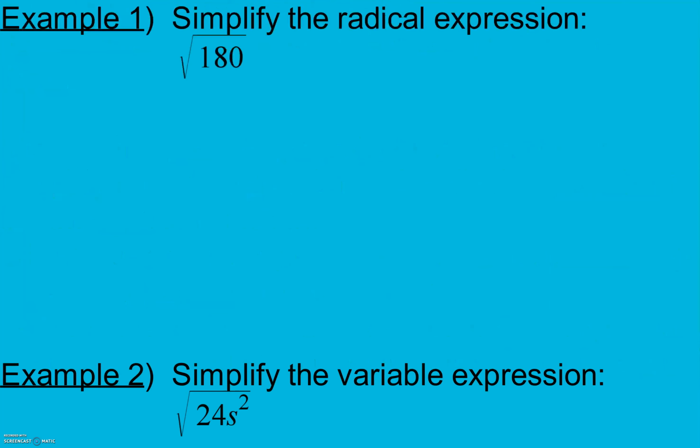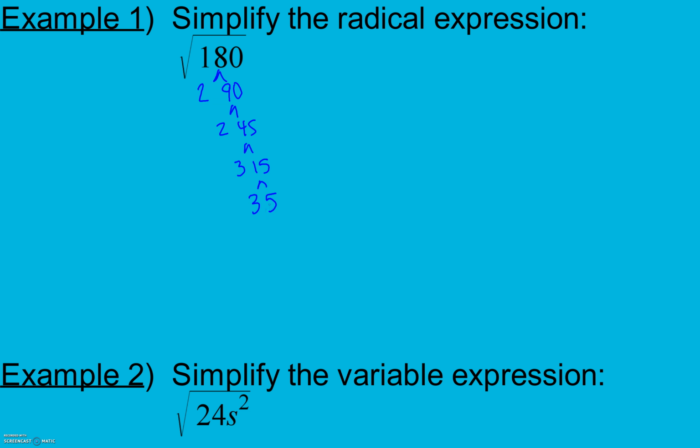In example 1 here, we are going to simplify the radical expression. So here, I'm going to do a factor tree. I have 2 times 90. 90 divided by 2 gives me 45. 45 divided by 2 gives me a decimal, so I'm going to go to 3. 45 divided by 3 gives me 15. And 15 divided by 3 gives me 5.